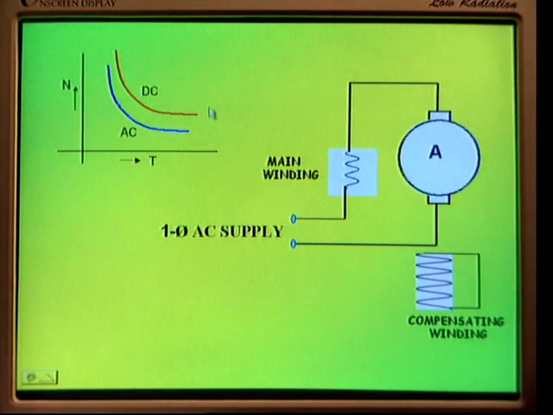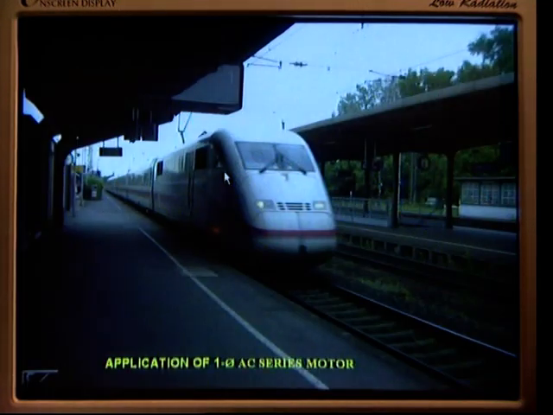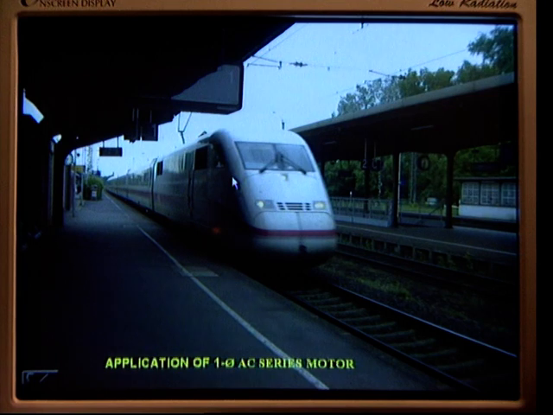And you can see the characteristics of the AC series motor. This is similar to the DC series motor, but it is inferior. You can see that for constant torque, the speed should be very low in the case of the AC series motor. And these series motors can be used in most traction motors. So, this is one application of our single phase series motor.